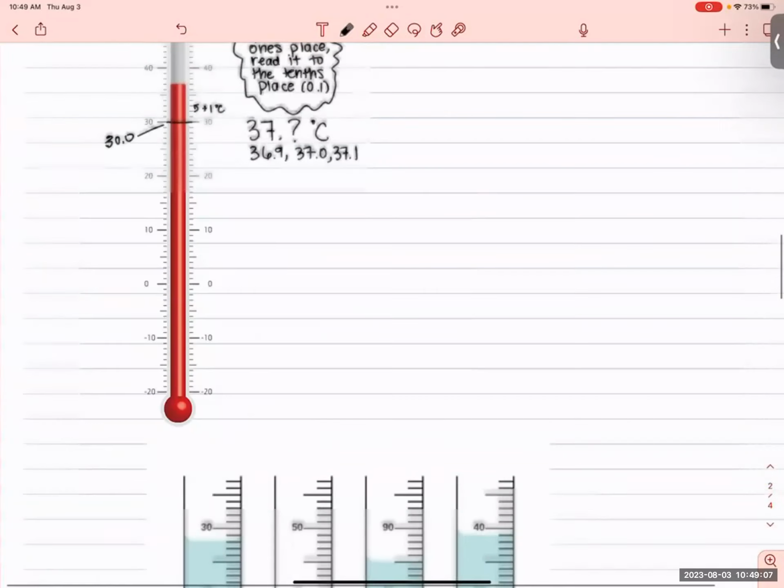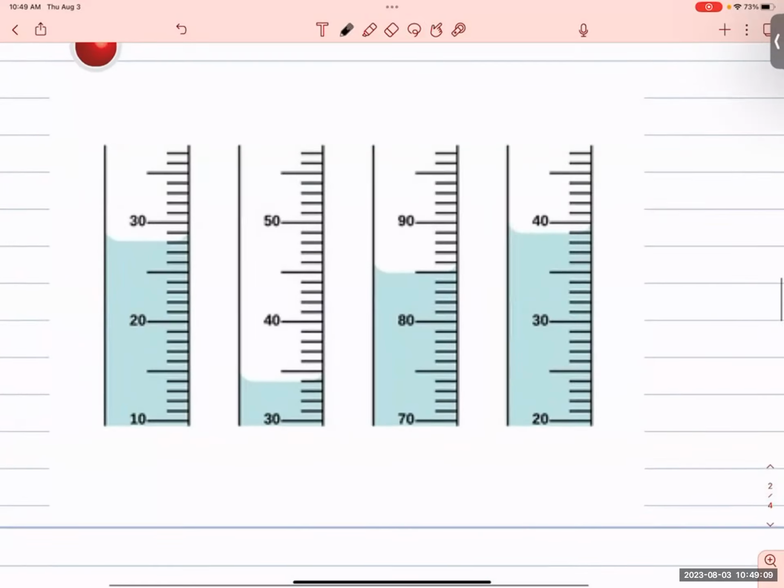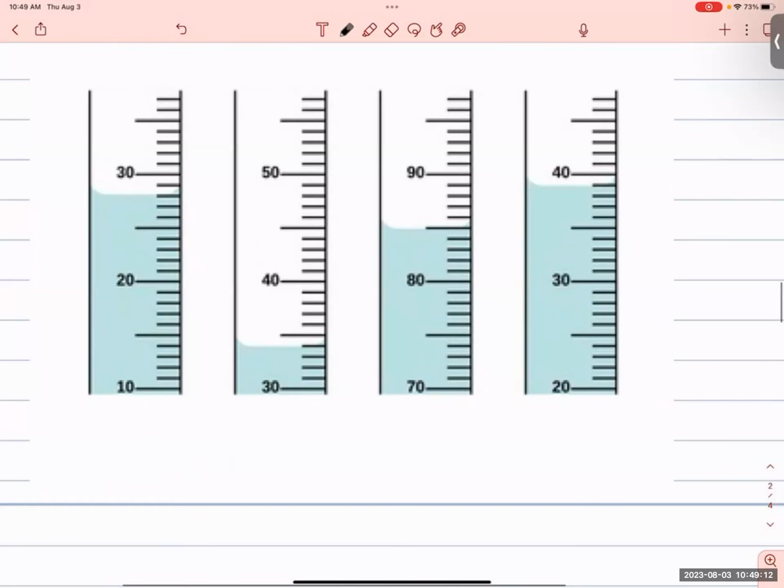Okay, moving on. These are some graduated cylinders. Why don't you pause and give me some readings, and then I'll explain after that.